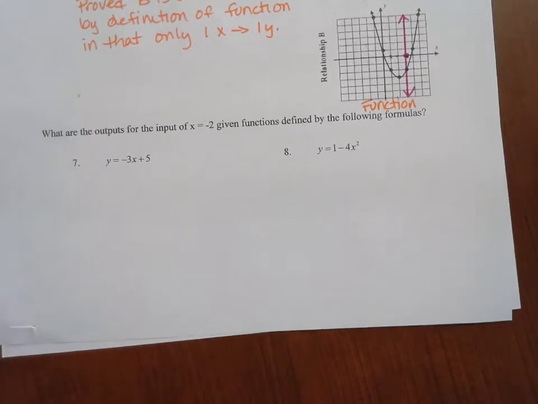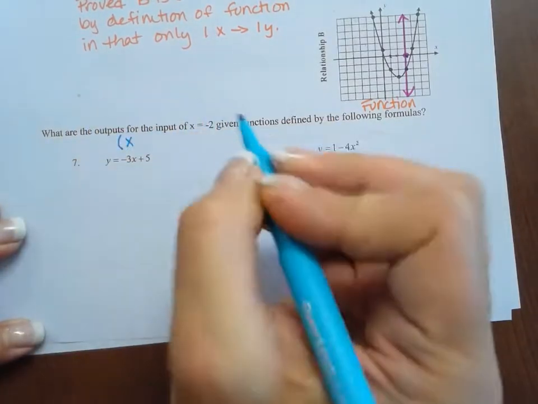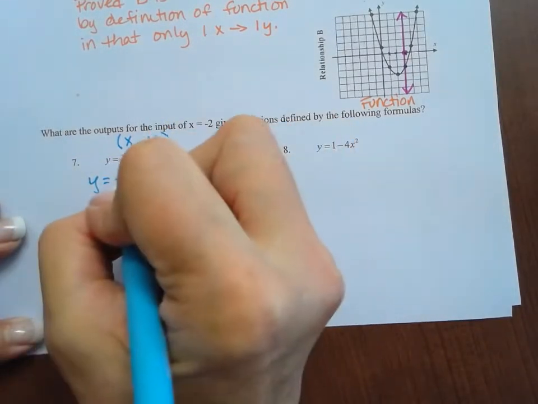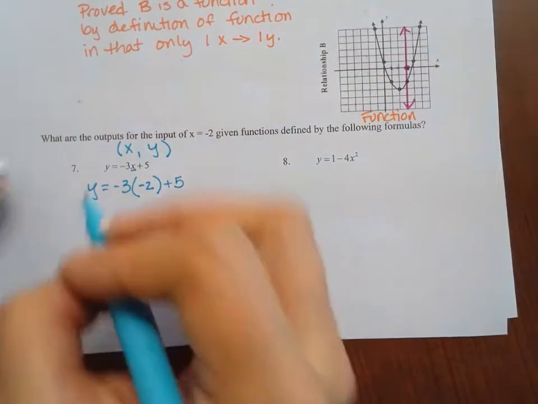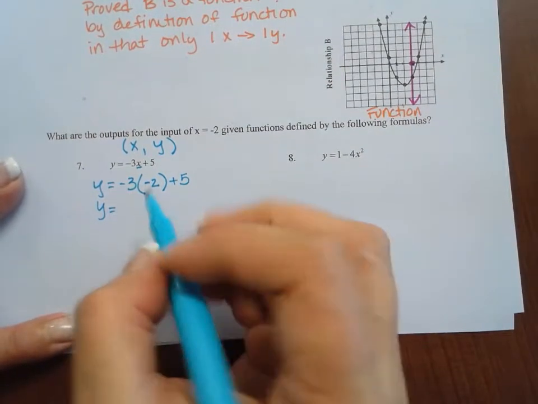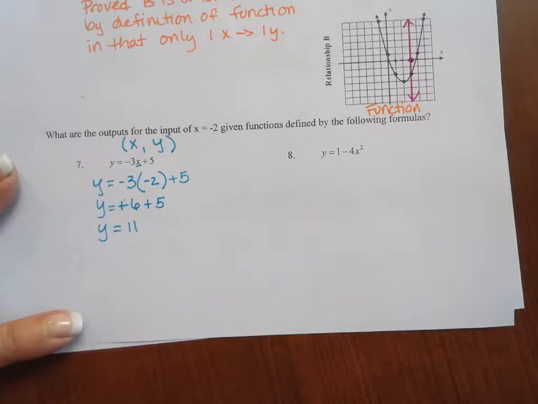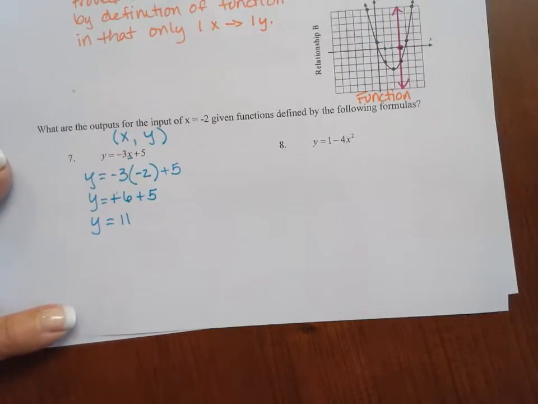Okay, so what are the outputs for the input of x equals negative 2? Okay, given functions defined by the following formulas. What's that asking us to do? What do I always say? Plug and chug. That's all it's asking you to say, right? Because if x is giving you 1, you want your y. So, if we input negative 2 for x, we're going to get negative 3 times negative 2 gives me a positive 6. And so my y is 11. How do I show my answer? Do I just leave it as y equals 11?